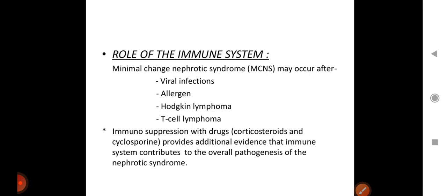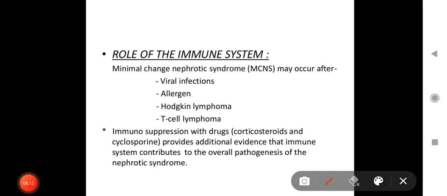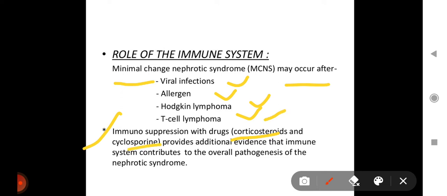Now, is there any role of the immune system in pathogenesis? Yes, various theories suggest that there is a role of the immune system, like minimal change nephrotic syndrome may occur after viral infections, any allergen, Hodgkin's lymphoma, T-cell lymphoma. This suggests that there might be some role of the immune system in nephrotic syndrome. Also, immunosuppression drugs like corticosteroids and cyclosporine. Corticosteroids are the drug of choice in nephrotic syndrome, which provides additional evidence that the immune system contributes to the overall pathogenesis. So if any immune suppression drug is curing the disease, that means there should definitely be some immunological component leading to the pathogenesis of this disease.